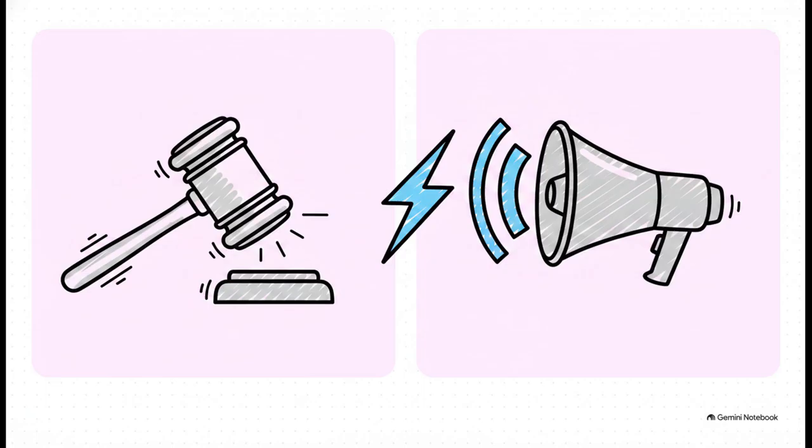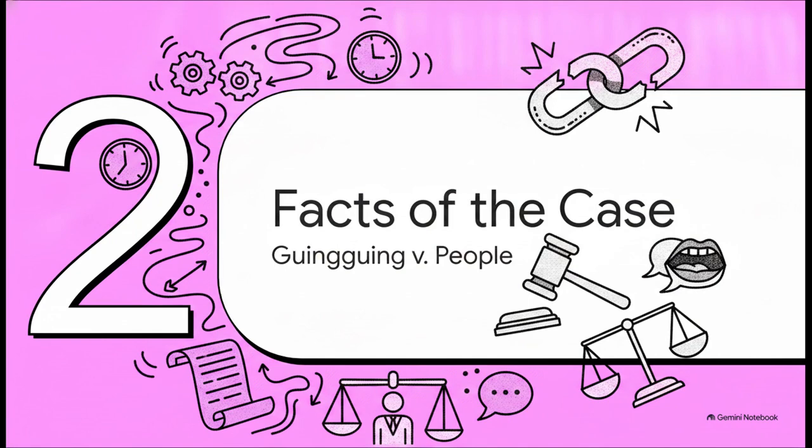And this sets up an epic clash of rights at the very heart of this module. On one side, you have the state's police power to punish things like criminal libel, which is basically the state trying to protect people's reputations. But on the other side, you have a citizen's fundamental liberty to express themselves freely. So what happens when applying a penal law directly steps on someone's constitutional right to speak about a matter of public concern? Well, that is the exact tension the Supreme Court had to resolve. Which brings us to the facts of Guingguing versus People. Let's see how this clash played out in the real world.